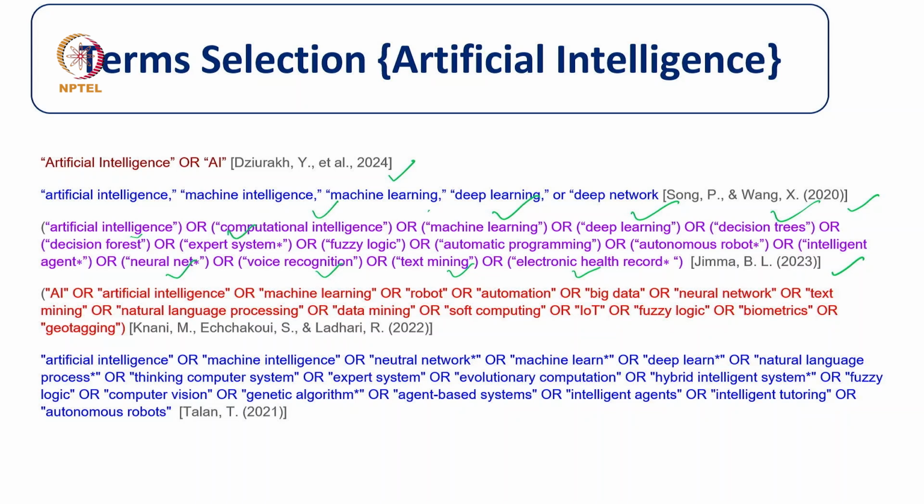In the fourth example, if you see here, in the second and third examples they haven't used AI, so they might have missed some documents. But in the fourth example, they have used the word AI, artificial intelligence, neural network, text mining, natural language processing, and other things similar to this example. And in the fifth example, they have also used similar kinds of words. But only two of the papers from these five examples use the word AI.